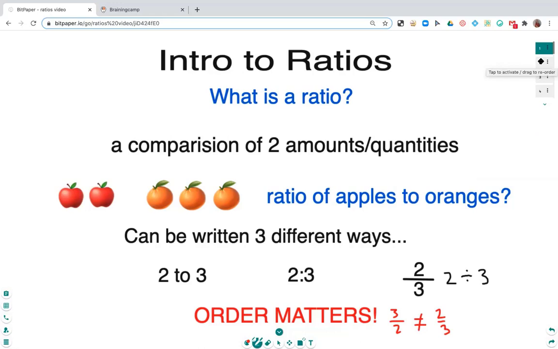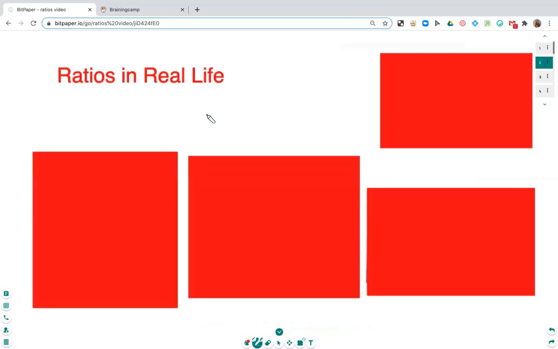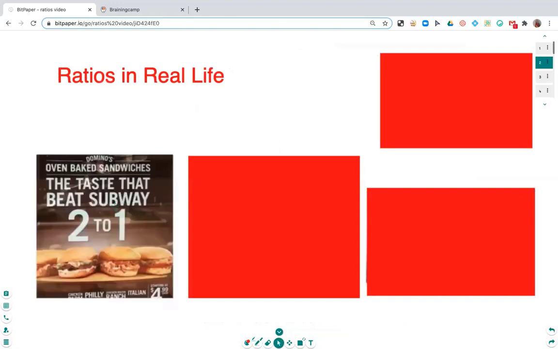Before we look at some more examples, let's talk about some examples of where we see ratios in real life. One example is in advertising. On this one, they're talking about how people prefer Domino's over Subway. For every 2 people that prefer Domino's, they're saying that only 1 person prefers Subway sandwiches. That's a ratio, 2 to 1.